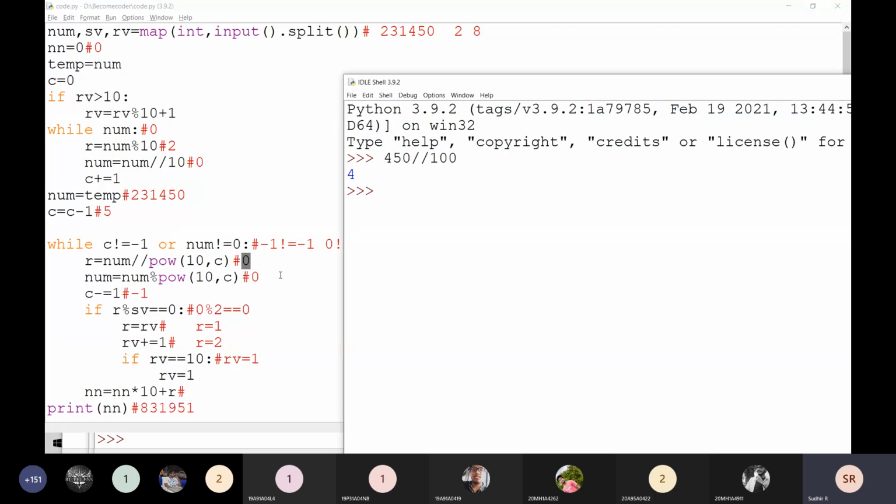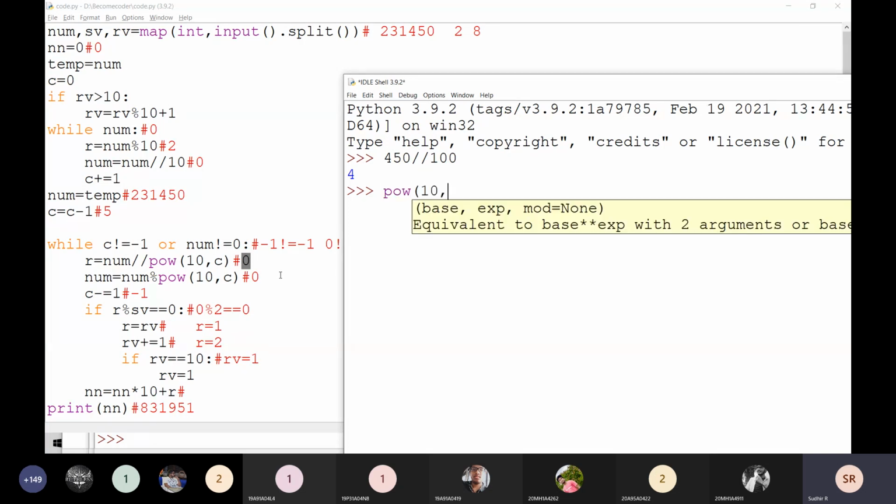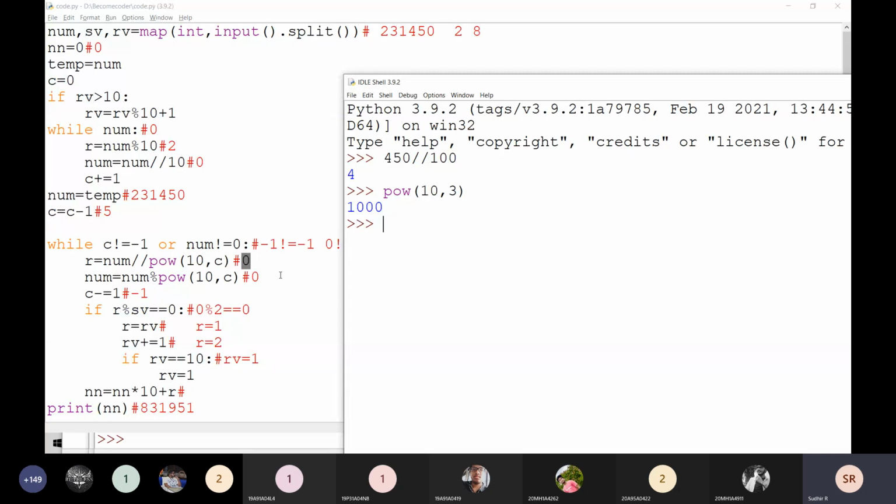Are you observing or not? Yes, and every time if there is any mistake, or any statement is not understandable to me, then immediately I come to the shell prompt and see how it is working. For example, 10 power 3 becomes 1000. Yes, 10 into 10 into 10. I have to understand like this, what value it is giving. You have to come to the shell prompt and check it.